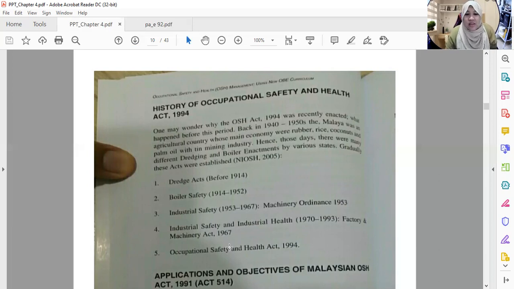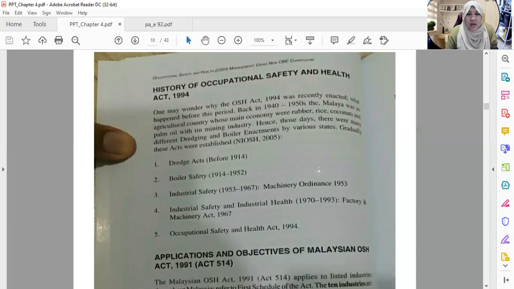Okay, so history of the Occupational Safety and Health Act 1994. So how did it start? I think this one was also in topic 2, but that one is not as detailed as this topic 4. So it's quite redundant, but I believe this one we started from the earlier part, how occupational safety and health started, and why we have to know about statutory law and common law. So this is the thing we need to know more.